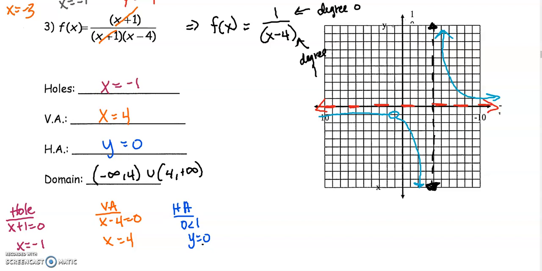So graphing the horizontal axis here, your horizontal asymptote is along the x-axis, and then through +4 is the vertical. And then we graphed it. Don't forget your hole right there at -1.